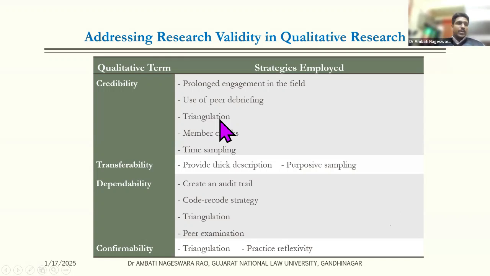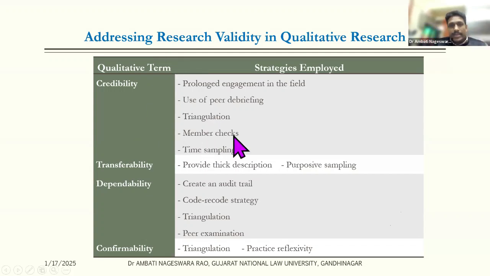Triangulation is nothing but whenever you are using more than one data source, whenever you are collecting data from different stakeholders, whenever you are collecting data from different phases of time. So basically, many sources by using different methods. It can be different methods, different stakeholders, different time periods. Basically, you're trying to cross verify your findings. Triangulation means you're trying to cross verify your findings. This is called triangulation, one of the important research validity strategies here.